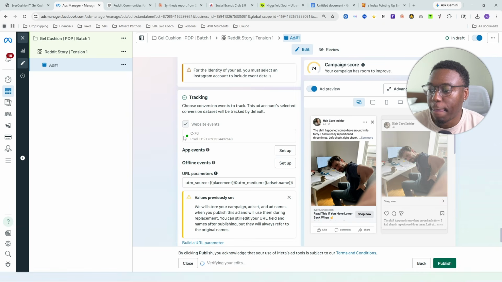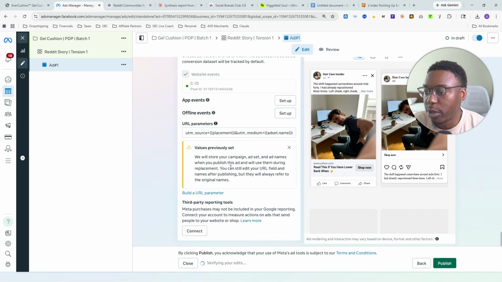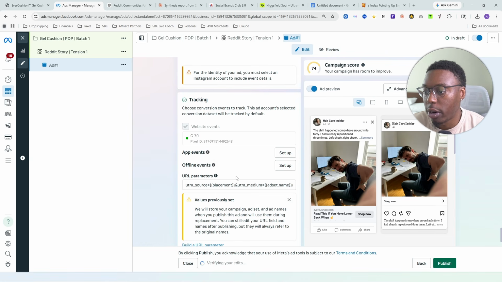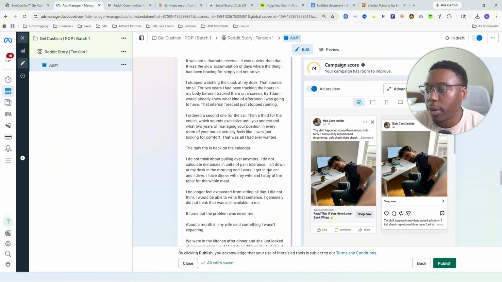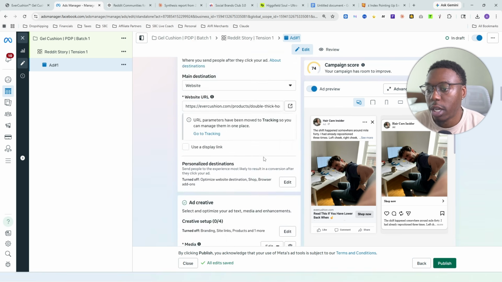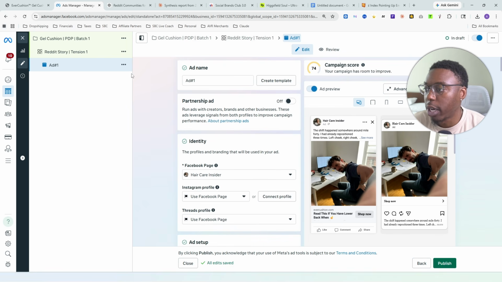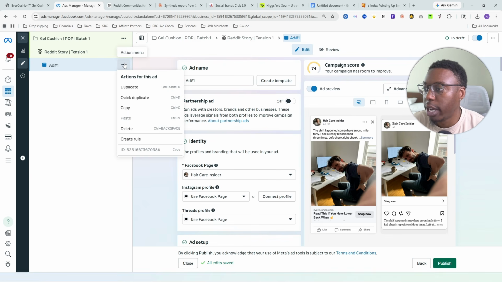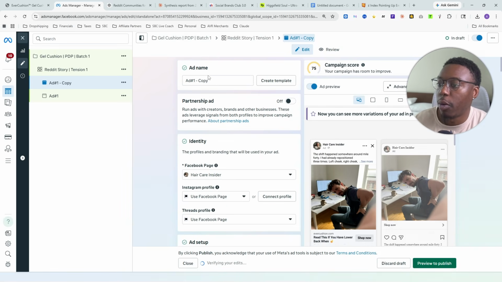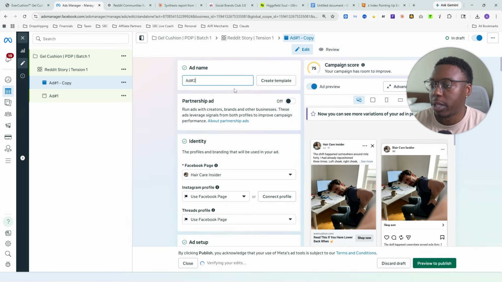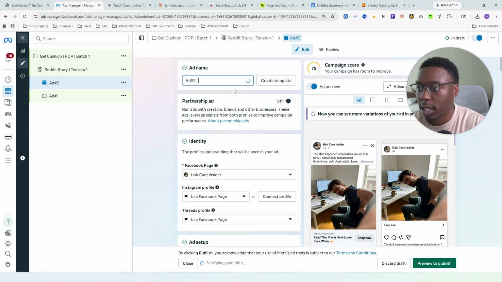Hit apply. So that way you have those URL parameters, which will attach some UTMs there. Description you can leave blank. Make sure your call to action didn't change and it's still shop now. And once that's all cleaned and ready to go, and you know your website's working, we're just going to hit the 3 arrows on ad 1, hit quickly duplicate. And now we're going to do ad 2. And then I would specify that this is arc 1.